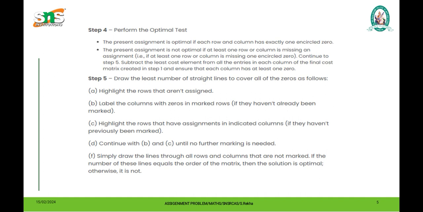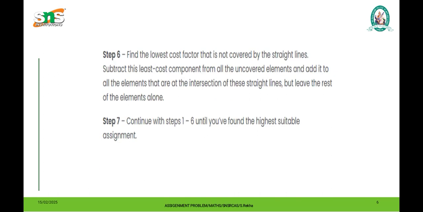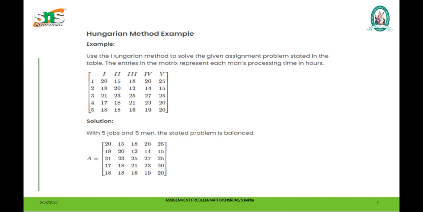If the optimal test fails, it is not optimal, so we have to identify the rows as well as the columns using marked and unmarked ticks, continue the procedure and select the minimum value, and finally subtract it from all the uncovered values, and add it to the intersection area, and leave the remaining elements which are not struck. Finally we can subtract and solve the process, and finally we allocate the rows. Let us see one problem.